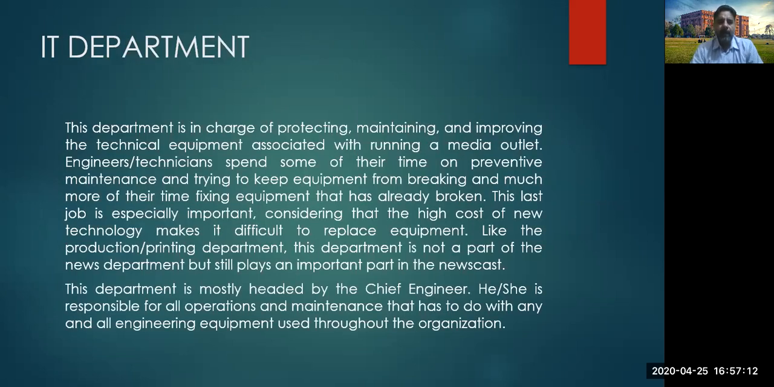So IT department, because we are living in 21st century, like 20 years back, there wasn't any concept of information technology department or the IT department. But nowadays, in every establishment, there is an IT department.